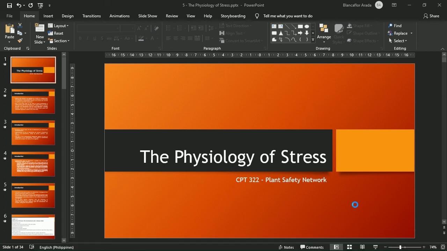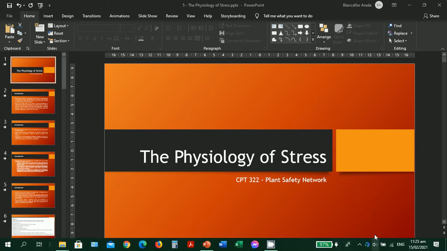So, in the last lesson, the psychosocial risk in the workplace and its reduction, we've already introduced you to stress, what happens to our body when we are under stress. So, for this lesson, the physiology of stress, we're going to study where the word stress came from, where that concept came from. So, let's start our lesson.